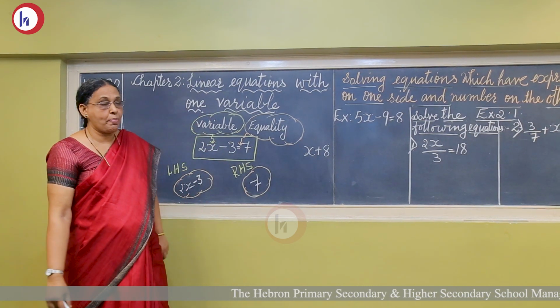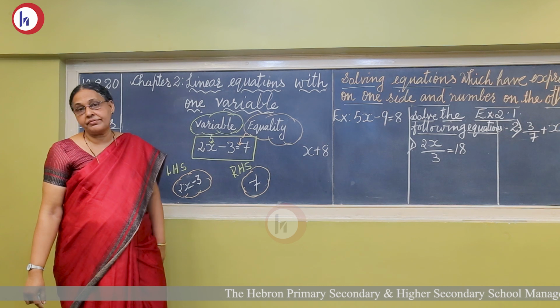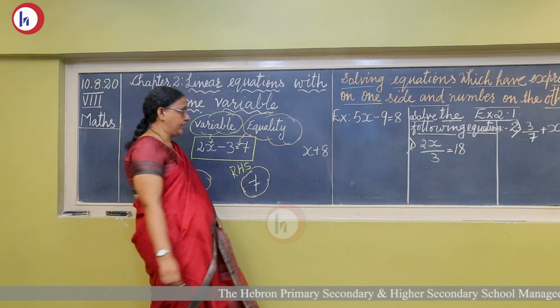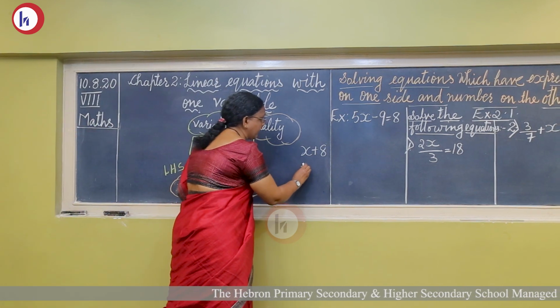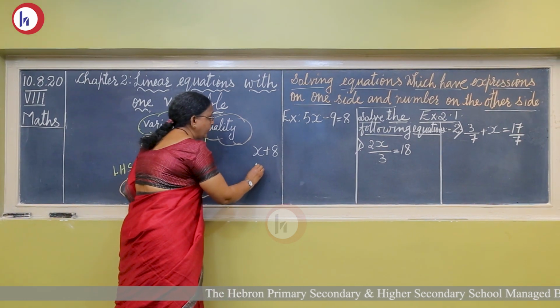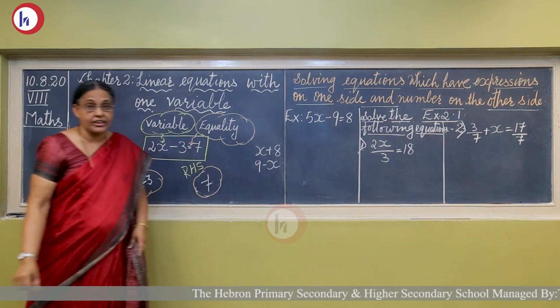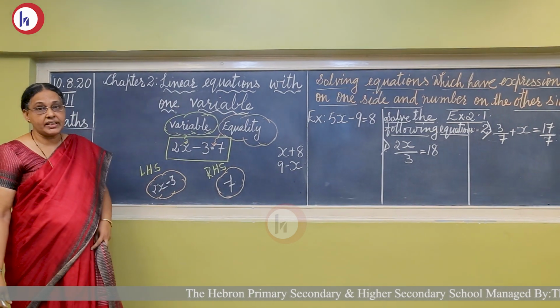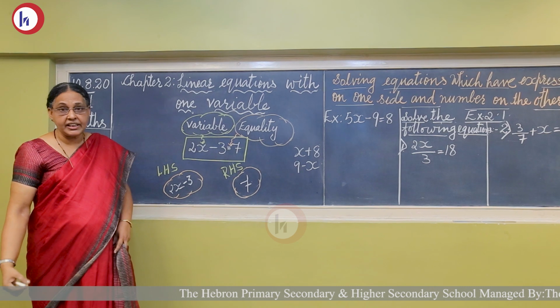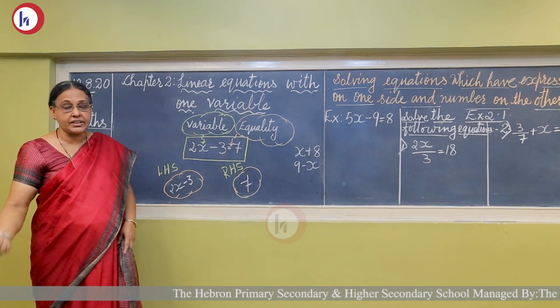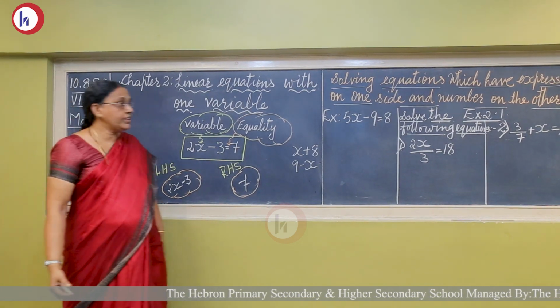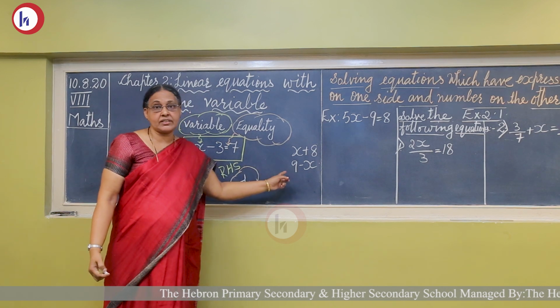At the same time, a number is subtracted from 9. A number subtracted from 9 can be written in this way, that is, the number is x. That is, x can be subtracted from 9. So, in this way we can make expressions.